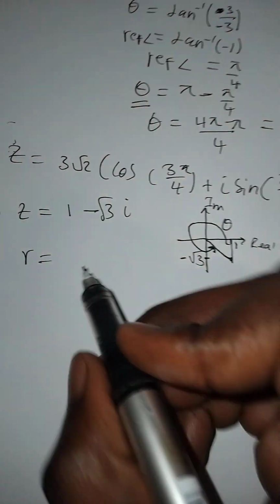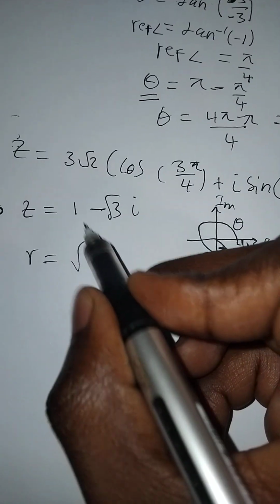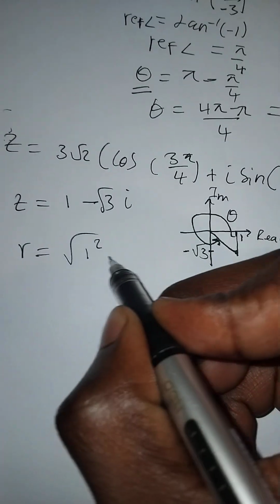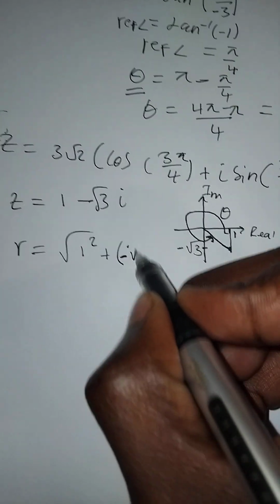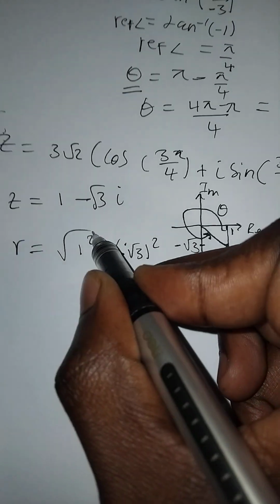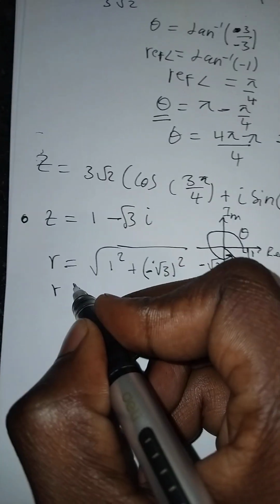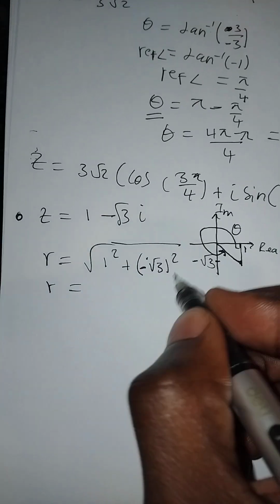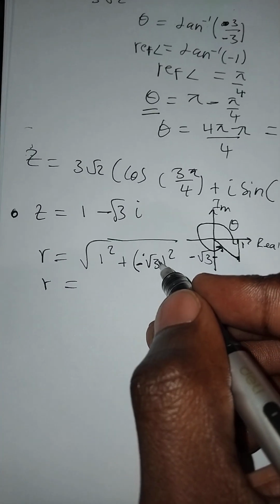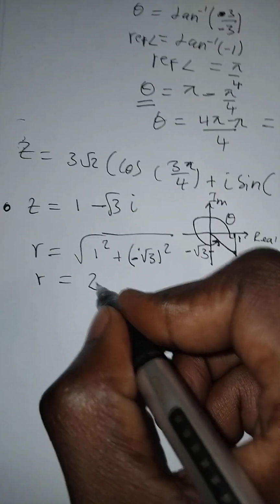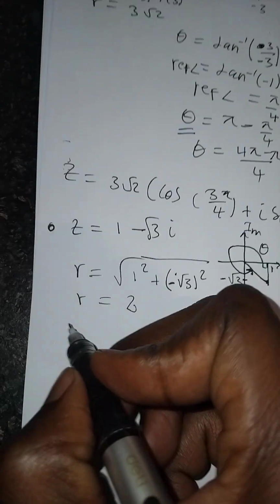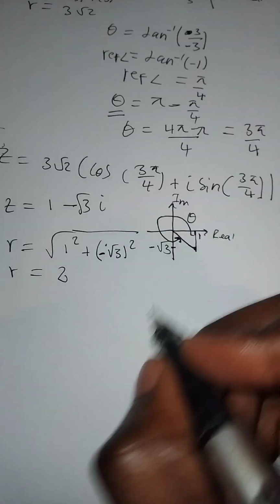So we see that r is going to be the root of a, which is 1, squared, plus minus root 3, all squared, just like that. Then r will just give us 3, and 3 plus 1 is 4, then root of 4, so r is 2. Then let's go find theta.